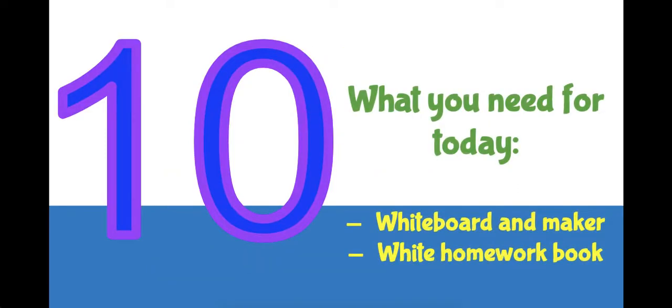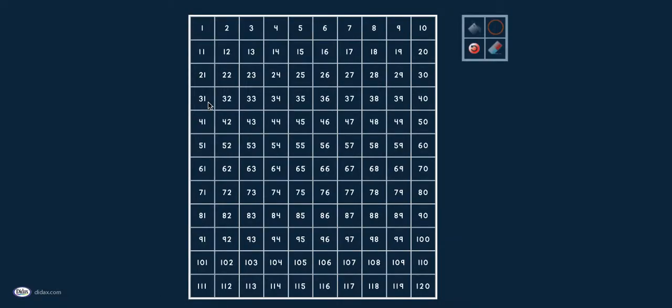And what you'll need is your whiteboard and your whiteboard marker and your white homework book. So can you, for me, please, on your whiteboard, write down all the multiples of 10? Which means, can you write down counting in tens for me? And then I am going to go over it with you. Okay, so go up to 120, please. So you can pause the video and then let's go.